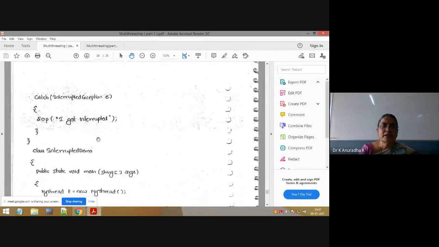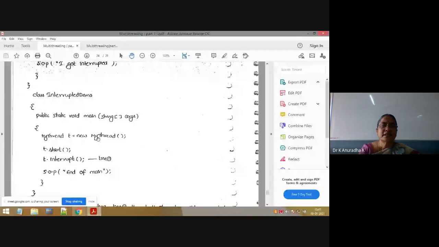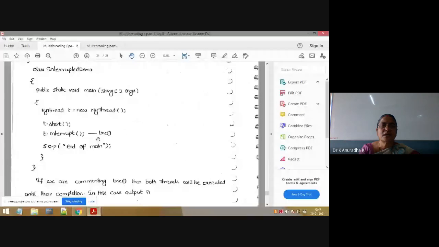Okay, so after writing the code for the child thread, take the main thread. So class InterruptedDemo, this is the main thread. Public static void main, this is the main thread. Next, here these two statements. After that I am writing, whenever you execute this statement, that is t.start(), here two threads are there and two threads are registered with the thread scheduler after t.start().